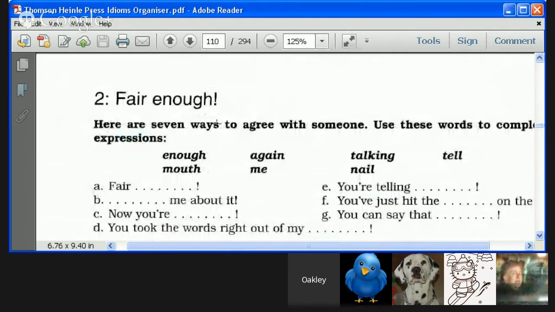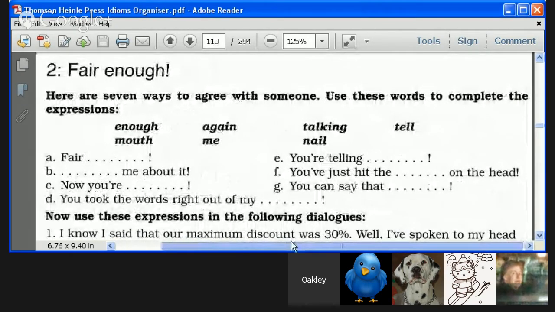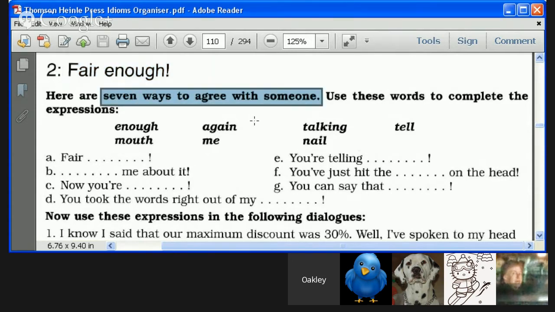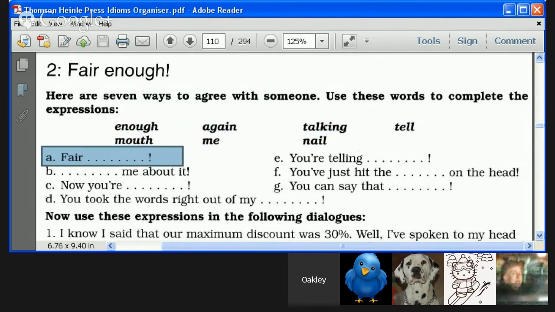All right, so much for the disagreeing part of the lesson. Now, in our second half of the lesson, we will go on to fair enough. Doing the same thing again, but now we have 7 different ways to agree with someone. We're going to see which of these phrases you know right off the bat, again, using the words in bold italics, to show agreement. Heidi.